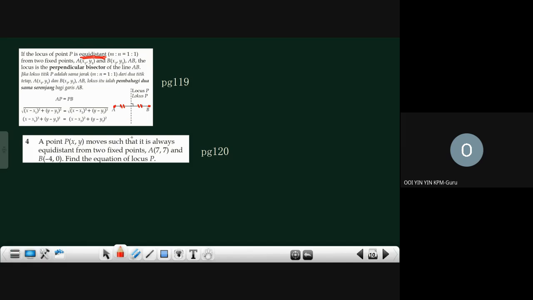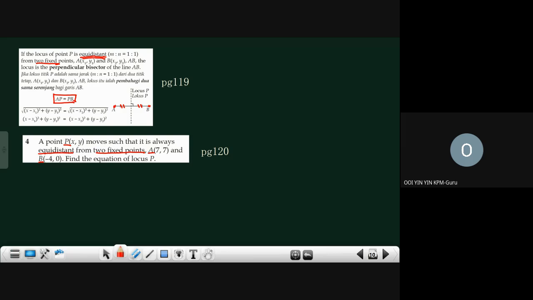It's a straight line. And then whenever you read these questions, you have this word: locus. P is equidistant from two fixed points. A question like this: a point P which moves such that it is always, you see the word, equal distance from two fixed points A and B. If you read this one, start your equation like this: AP equals PB, and then you find your equations.